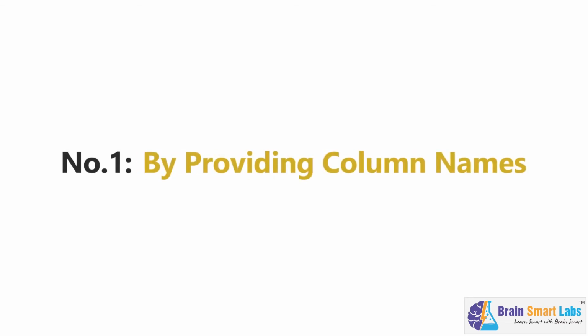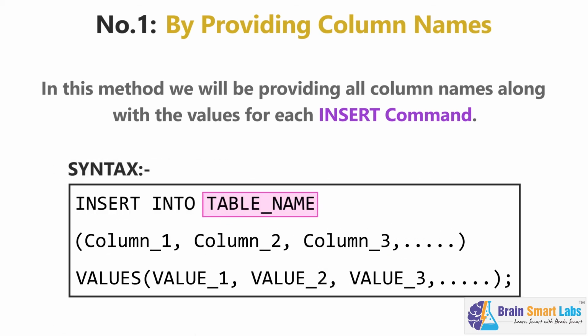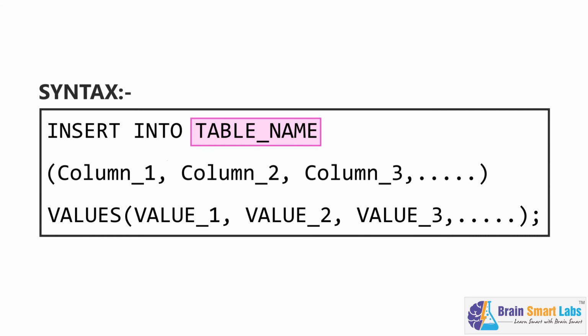Insertion number 1: by providing the column names. In this method, we will be providing all column names along with values for each insert statement. The syntax for the same is as follows. The first line, insert into table name, will have no change. But in the next line, inside a small parenthesis, we have all column names written one after the other, separated by a comma. Below these column names, we have mentioned the values inside a separate set of small parentheses, and here again, these values are separated one after the other with the help of a comma.